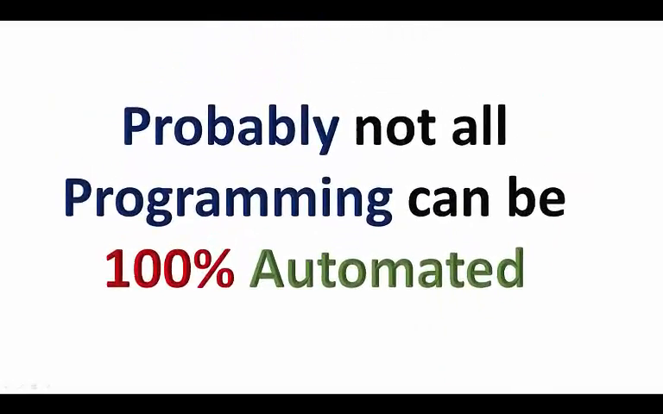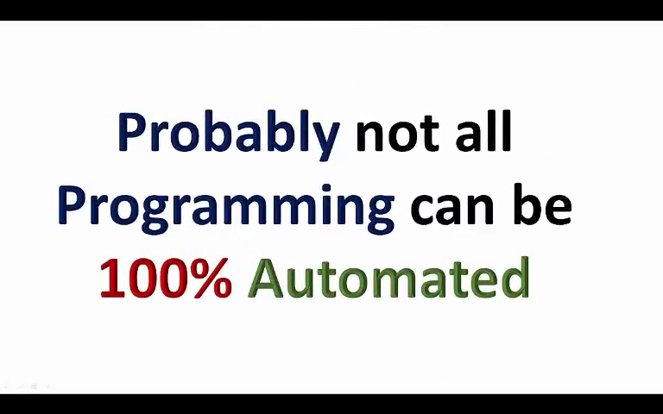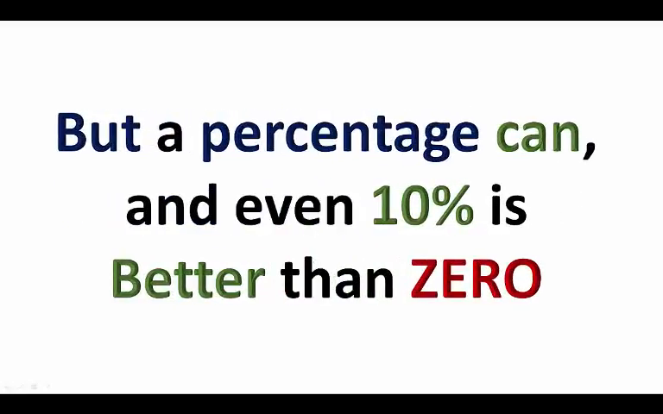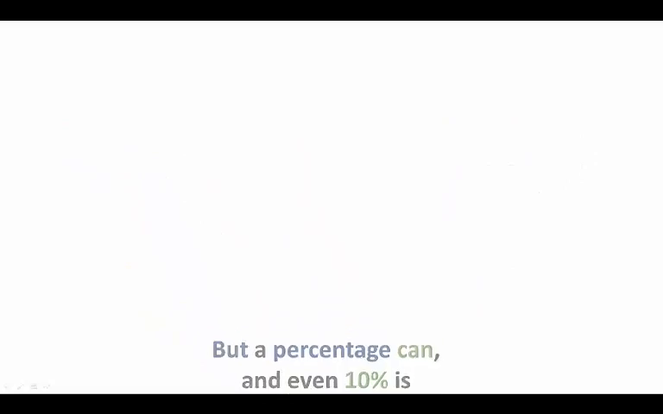Let's be realistic. Some, but probably not all, programming can be 100% automated. But a percentage can. Even 10% is better than zero. This can give you some serious bottom line results.